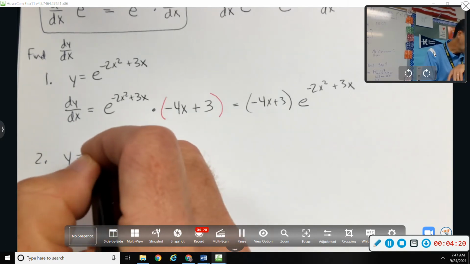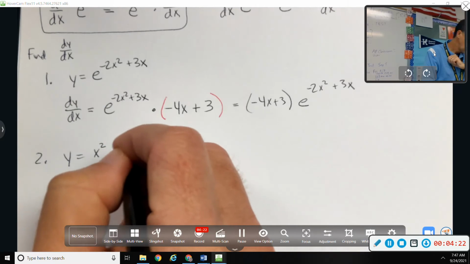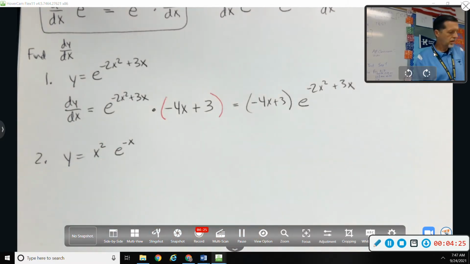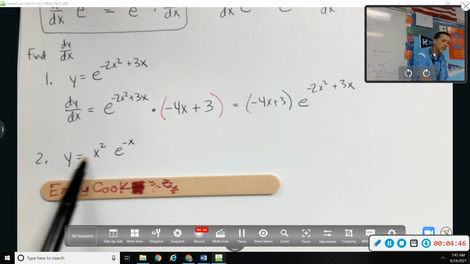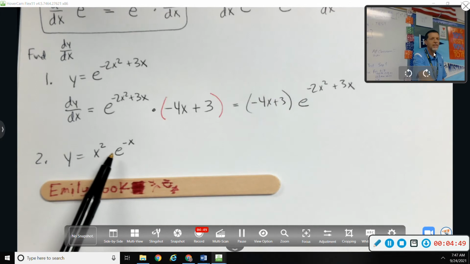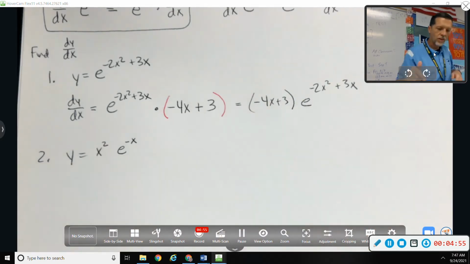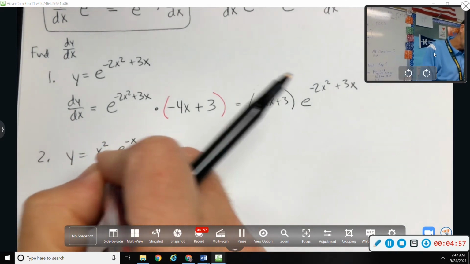Number 2, y equals x squared e to the negative x. Emily, what big picture, what rule are we thinking about first here? Can't bring down the 2 unless this was natural log of x squared. Oh, okay. Product? Product rule, good. So I need to set up a product rule problem.